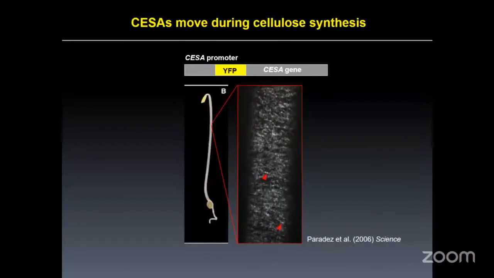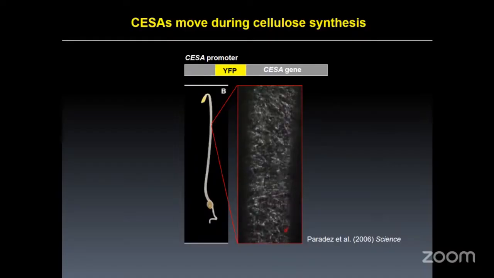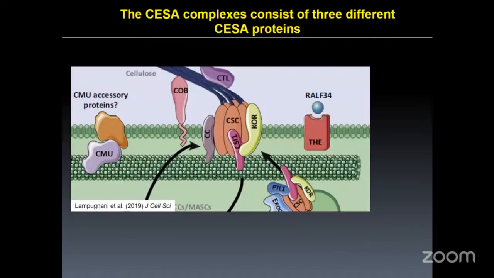I showed you this as well. It's a pretty cool movie, I think, in terms of following cellulose synthesis in real time, right? And this is basically how the cellulose synthase complex looks. You have this central part that contains these cellulose synthase proteins, and then you have some additional proteins here that are contributing to cellulose synthesis. And we'll talk a little bit about how we come up with those proteins or the corresponding genes as well.